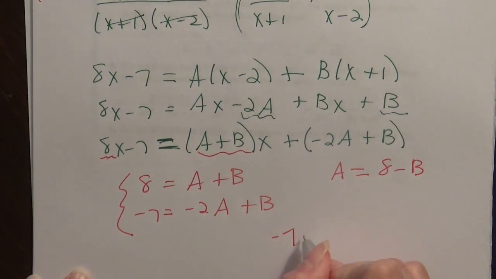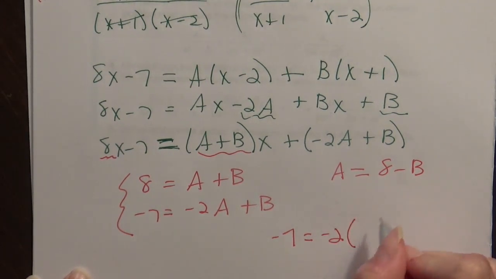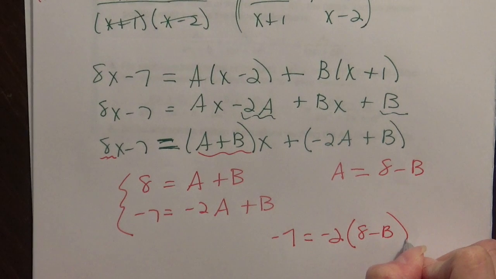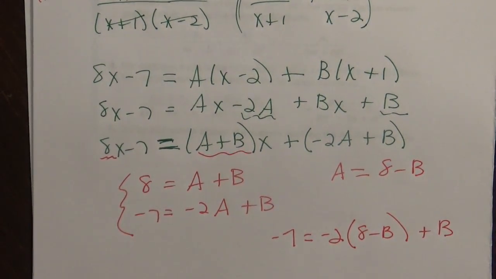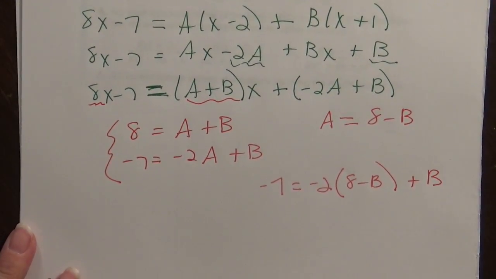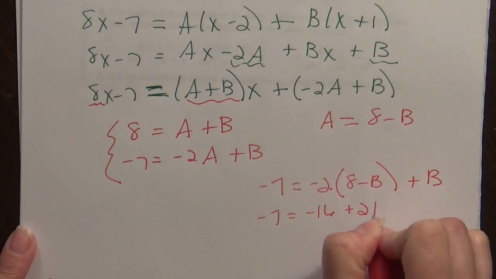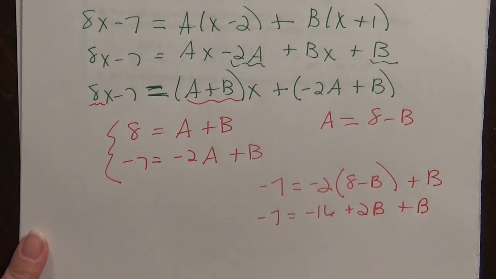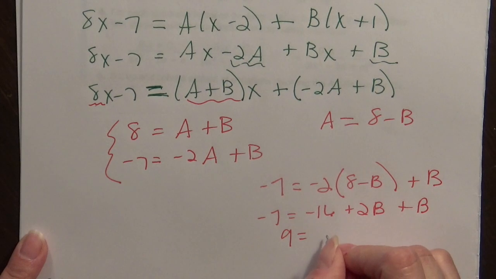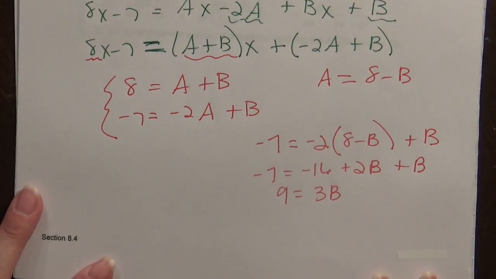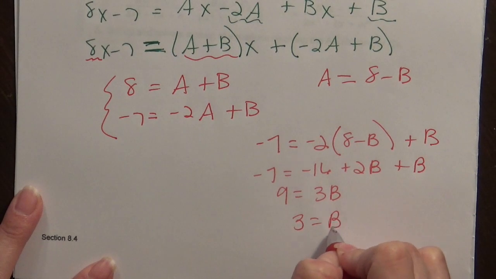So that gives me negative 7 equals negative 2 times the quantity 8 minus b, substituting for the a, and then plus b. So if you were comfortable with systems of equations in section 8.1, you'll be okay with this process here. Notice you're now working with an equation that has a single variable. So that's easy to solve for b. We can write negative 7 equals negative 16 plus 2b plus b. Add 16 to both sides, so you'll have 9 equals 2b plus 1b, which is 3b. And then divide both sides by 3, so we get 3 equals b.